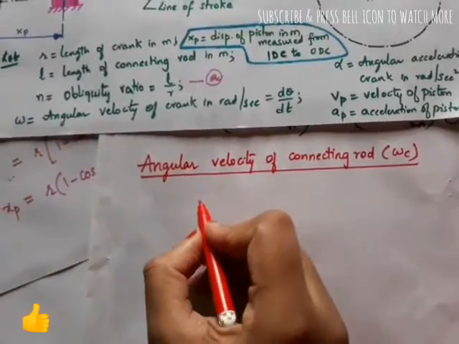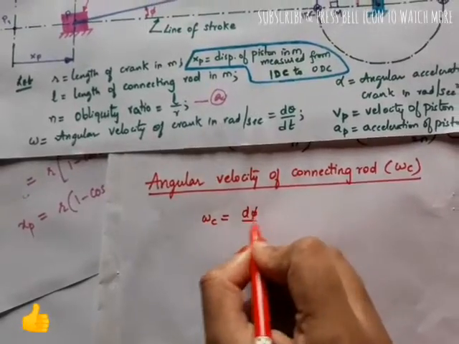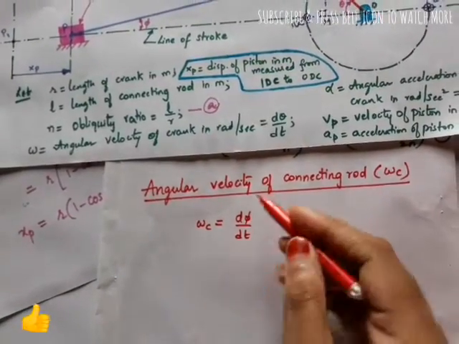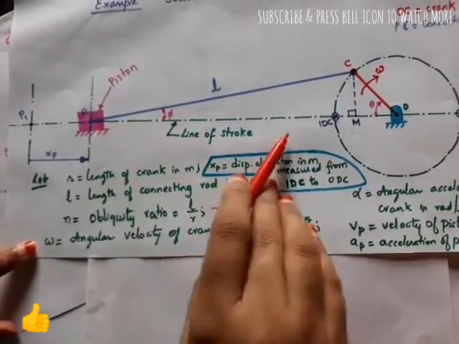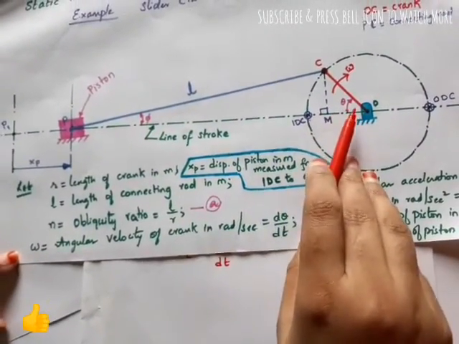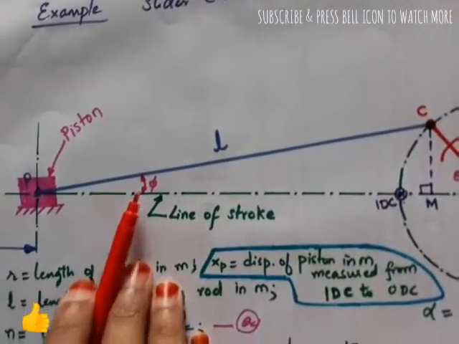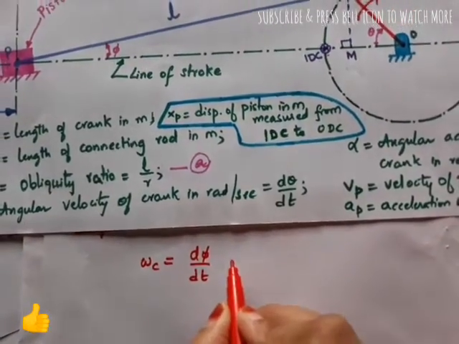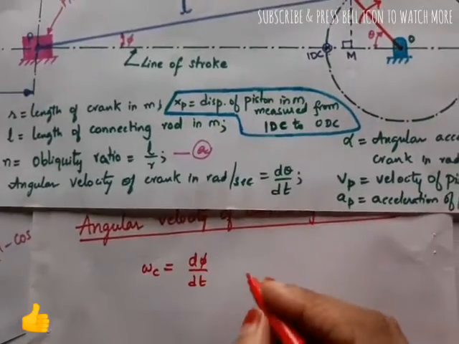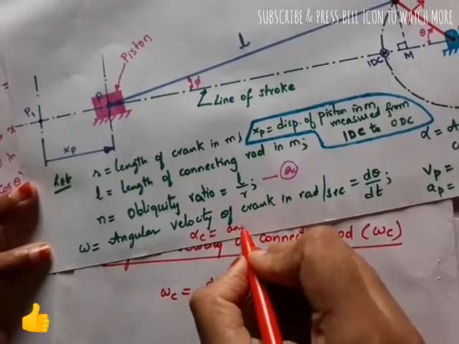So let it be omega c, and omega c can be found as d phi by dt, the rate of change of angular displacement. What angular displacement will it make? The angle it is making with respect to the line of stroke is phi. Like how omega was d theta by dt, omega c will be d phi by dt. Similarly, we will use alpha c as the angular acceleration of the connecting rod.